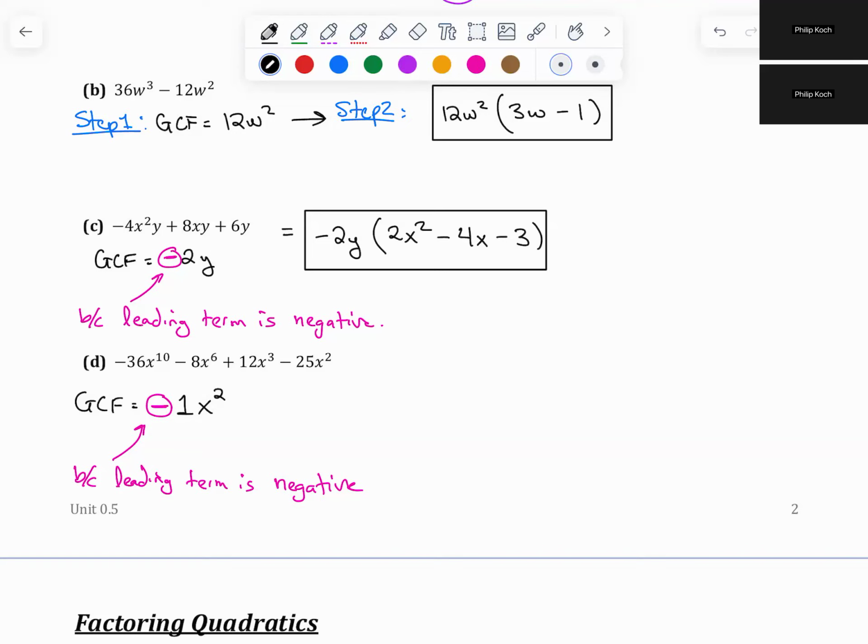Excellent question. So JT asked, could we break the 25 into a 2 times a 12.5? And the answer is yes, you could. It's not wrong to do so. However, the reason why we typically avoid that is that we're going to try and factor that further later on. And when you start dealing with fraction or decimal coefficients, factoring becomes a little more of a daunting task. So it would not be wrong to do so.